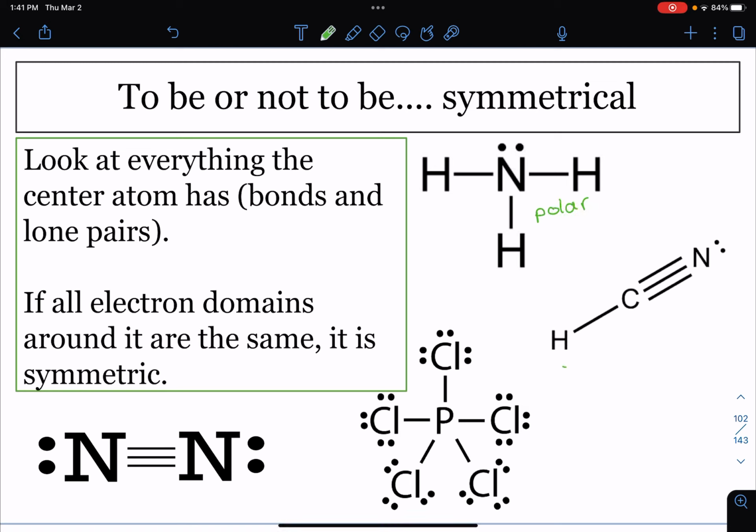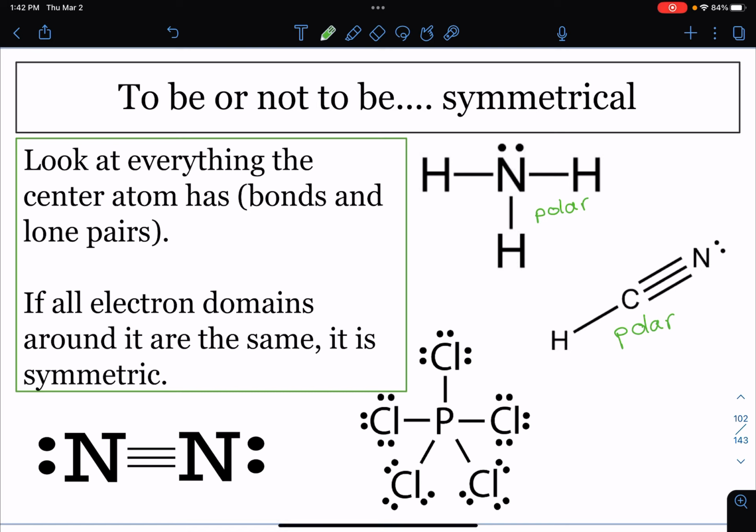Now let's look at this HCN molecule. We have carbon as our central atom. We have 2 electron domains around carbon. A triple bond counts as 1 electron domain. A single bond counts as 1 electron domain. We don't look at the lone pair on nitrogen. We only care about what is around the central atom, in this case, carbon. There are 2 electron domains around carbon, and they are not identical. Triple bonded nitrogen is not the same as a single bonded hydrogen. Therefore, this is a polar molecule.